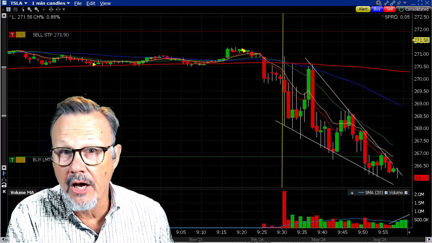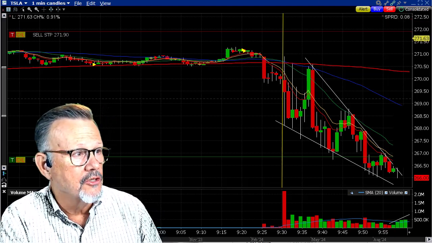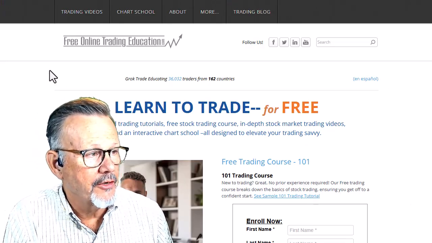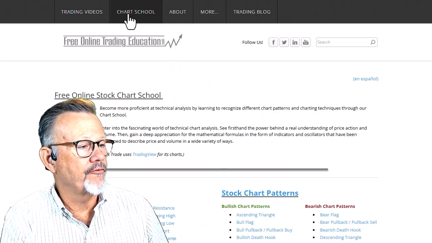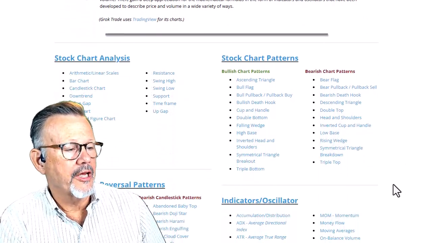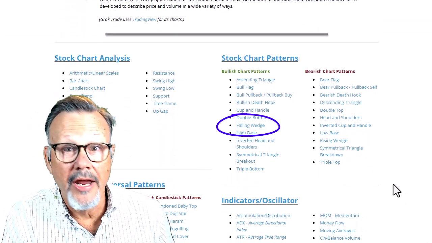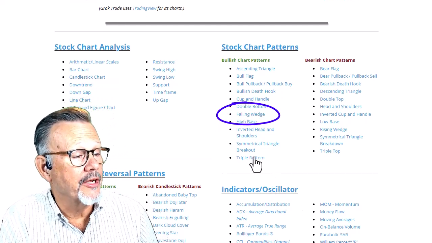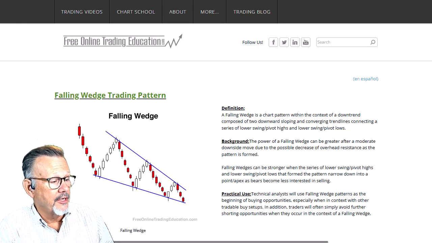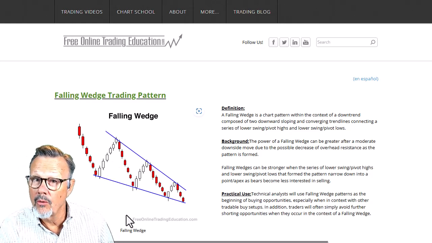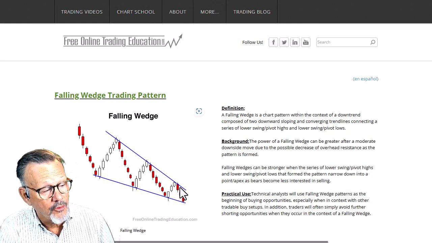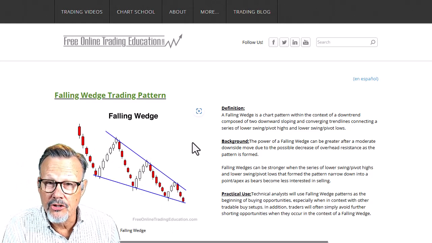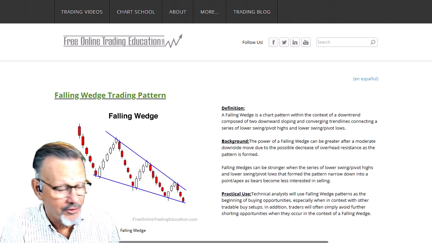Go to freeonlinetradingeducation.com to our free chart school, and it was right there. Click on Chart School, and we're going to look at a falling wedge, which is a bullish formation. That's right. Click on that, and here it is. It's coming down. It's getting lower lows and lower highs, but if it breaks this upper trend line, it's more bullish, especially if the market is going up at the time.